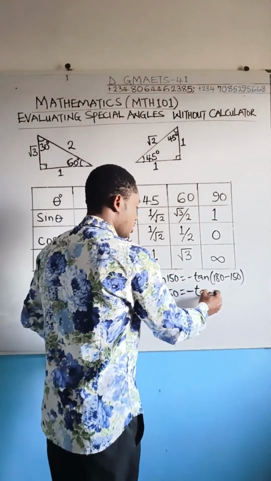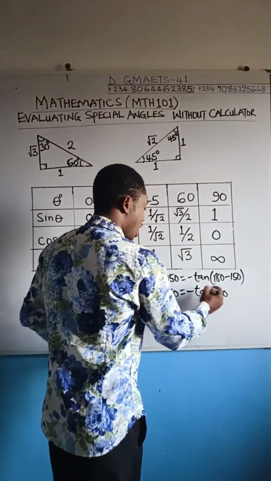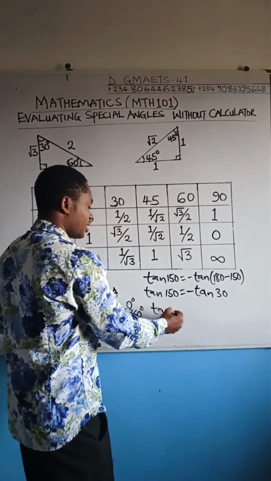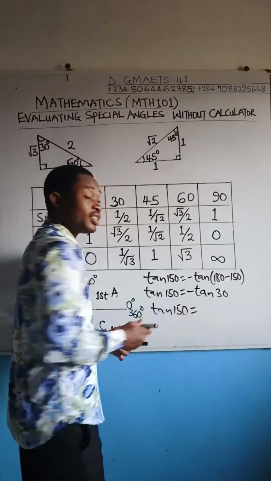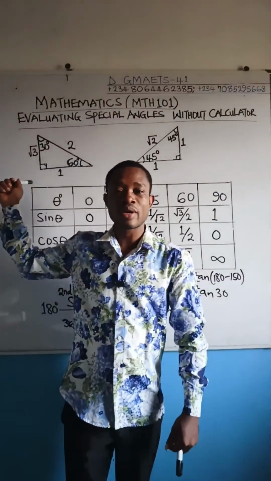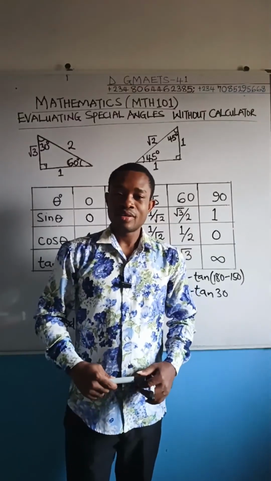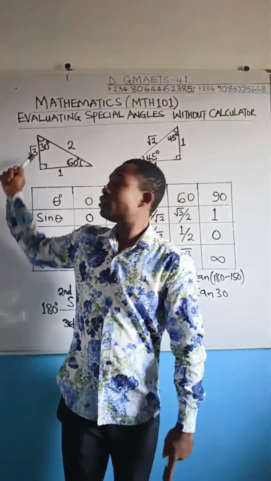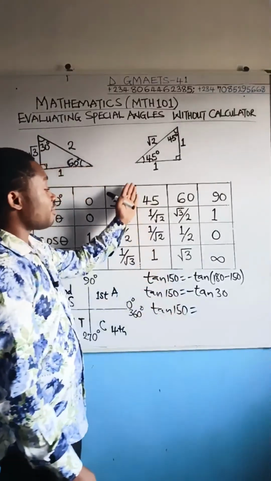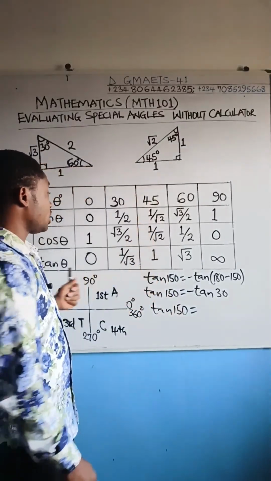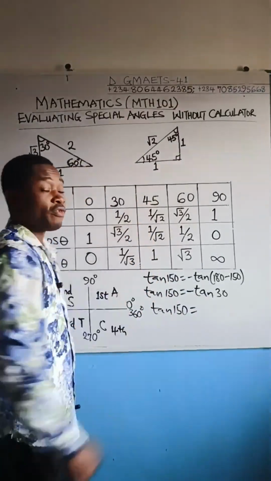So this is minus tan 30. So you want to ask yourself, what is the value of tan 30? The value of tan 30, once again, you're using this right angle triangle, TOA. That is going to be 1 over root 3. And we have this table I generated from it already. Tan 30 is 1 over root 3.